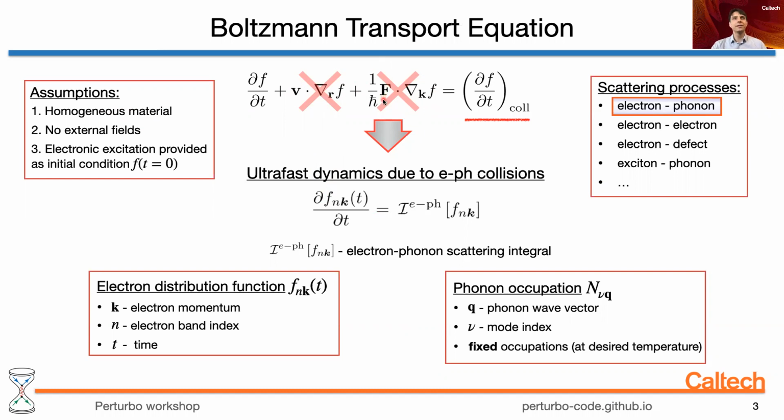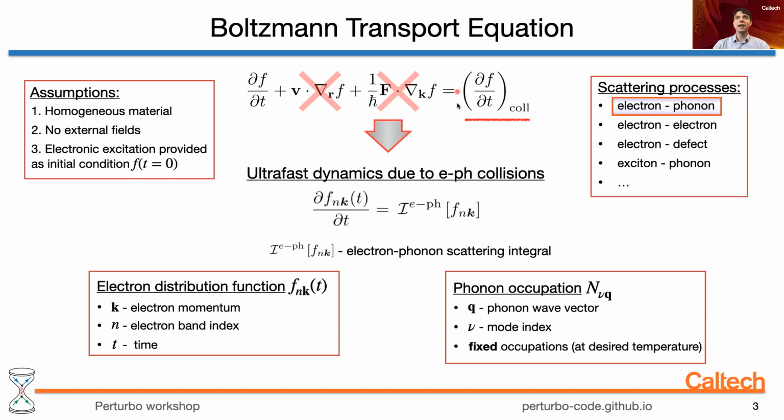This is not a necessary requirement for the Boltzmann transport equation, and currently we are working on including this term in the Perturbo-code. So in future releases, we will have this term in the equation as well. The Boltzmann transport equation is a differential equation, and as for any differential equation, we need to provide an initial state. Here we need to provide an initial condition f at t equal to 0.